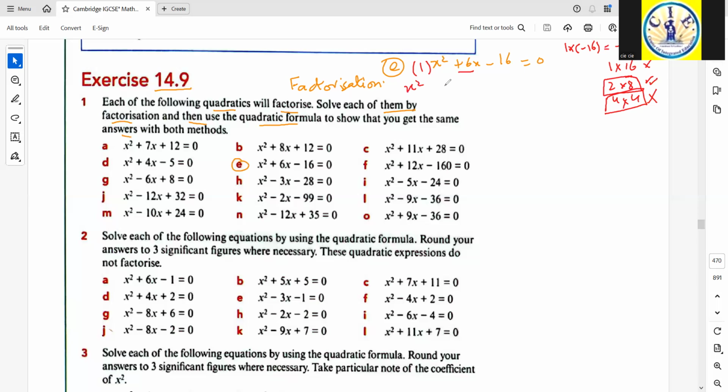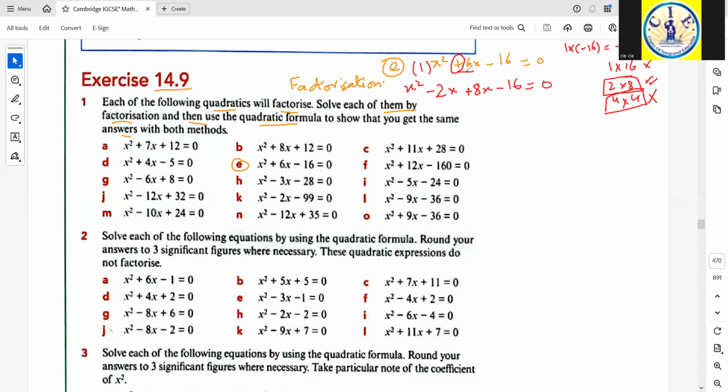x squared plus 2x and then 8x. But we need to consider that whatever is the sign of the middle term, the larger of the two factors has to have that sign. So the larger factor should be getting the plus sign with it. So the smaller factor, that is 2x, should be subtracted so that we can get positive 6x. And then finally negative 16 equals 0.